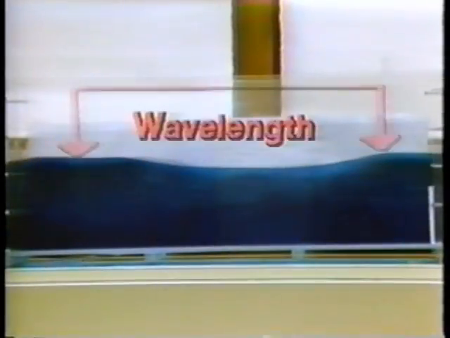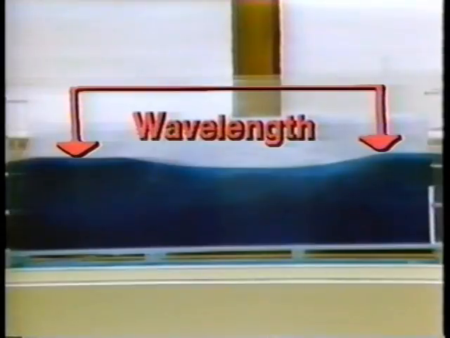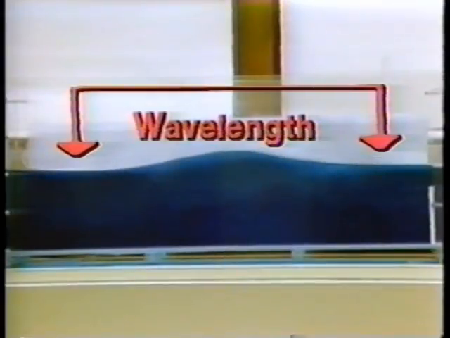Wavelength is easy to measure if there's a train of waves. It's the distance between two crests. Or it can be the distance between two troughs. In fact, it can be the distance between any two parts of the wave that are in the same position.